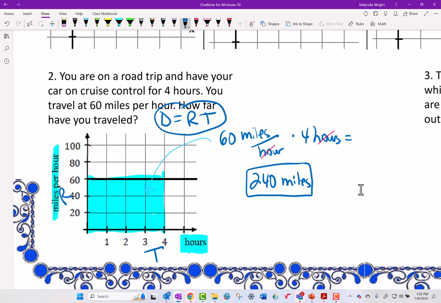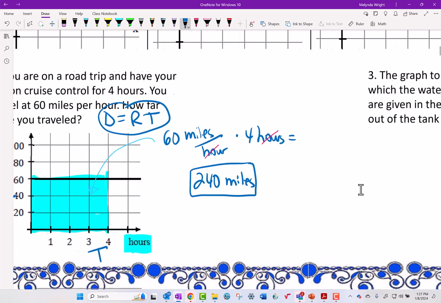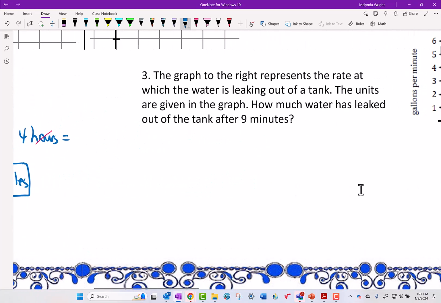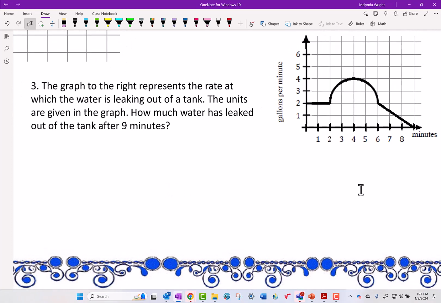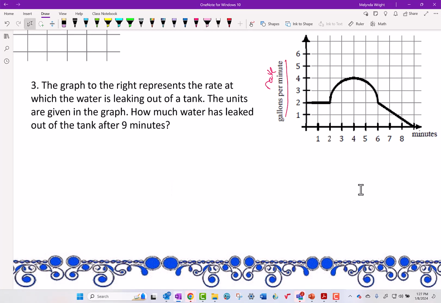Okay. So right now what we're looking at is the overall concept of area under the curve. That's what we're working on right now. And number 3 is the third and last example of this overarching concept of area under a curve. The graph to the right represents the rate at which the water is leaking out of a tank. Here is our rate, in gallons per minute. How much water has leaked out of the tank after 9 minutes? Here are our minutes, and that would be 9 right there.